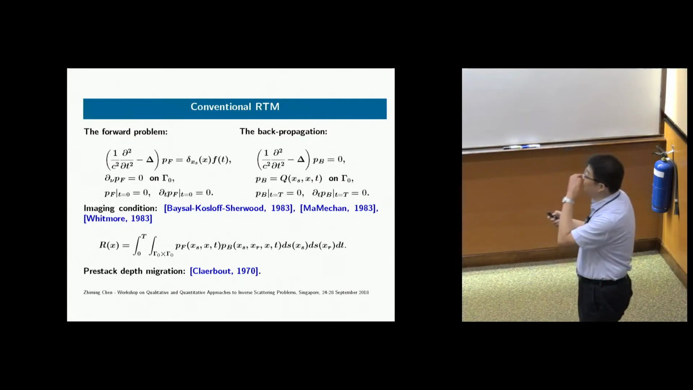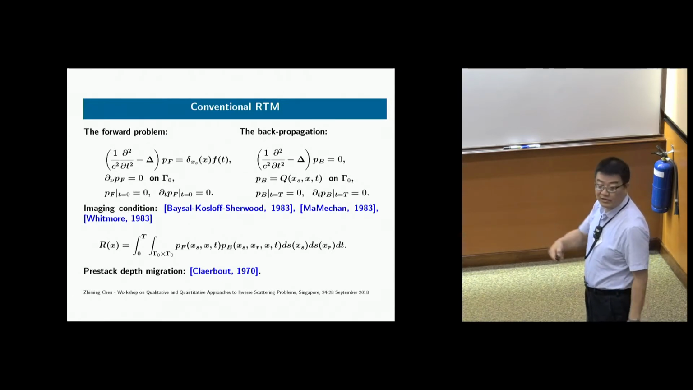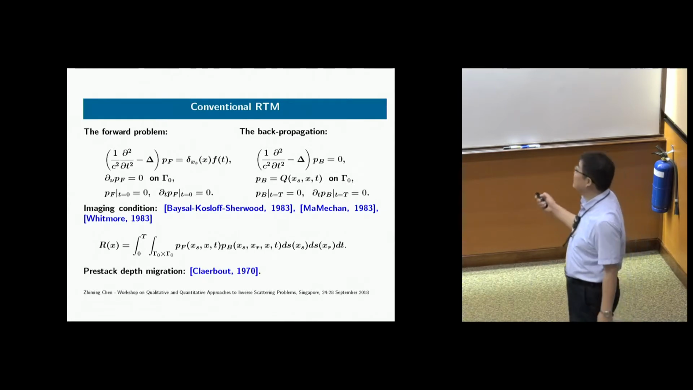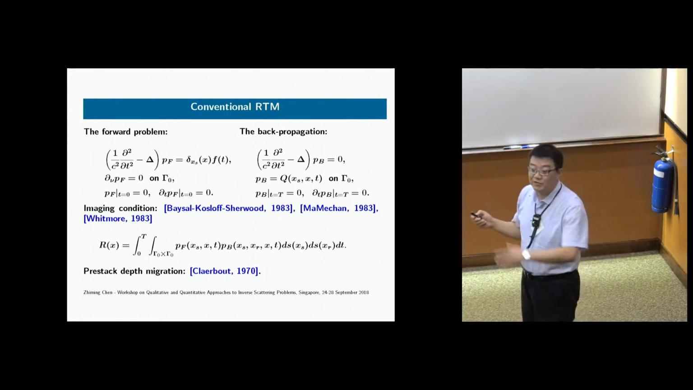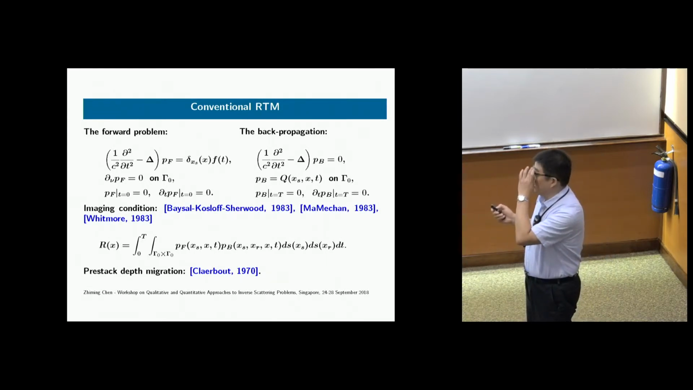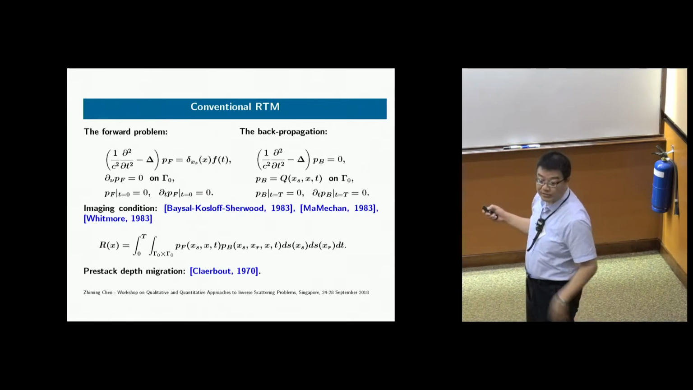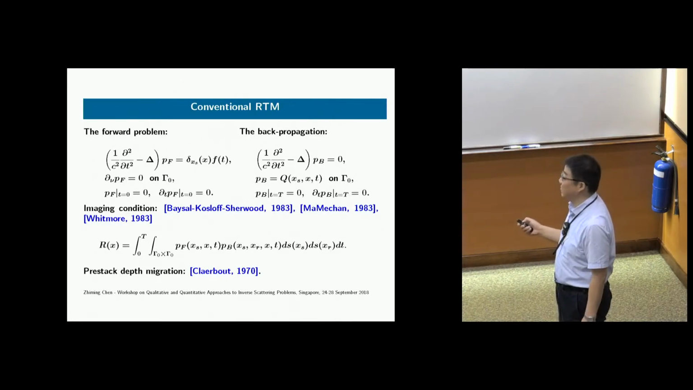This kind of method was first tested with different kinds of data in the engineering community. Three groups of people proposed this kind of method in the same year, but the method has the same origin, which is 1970. It started in the geophysics community, where they called it pre-stack depth migration.